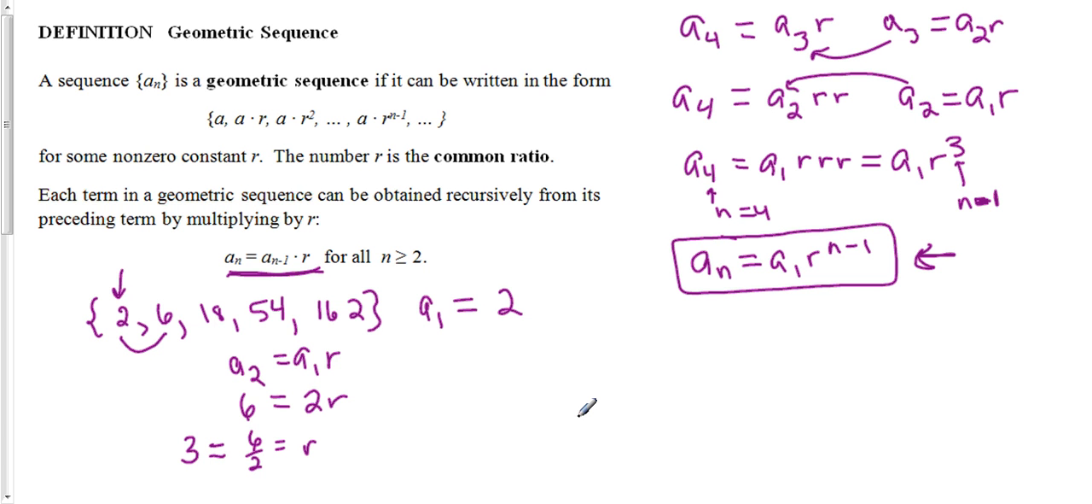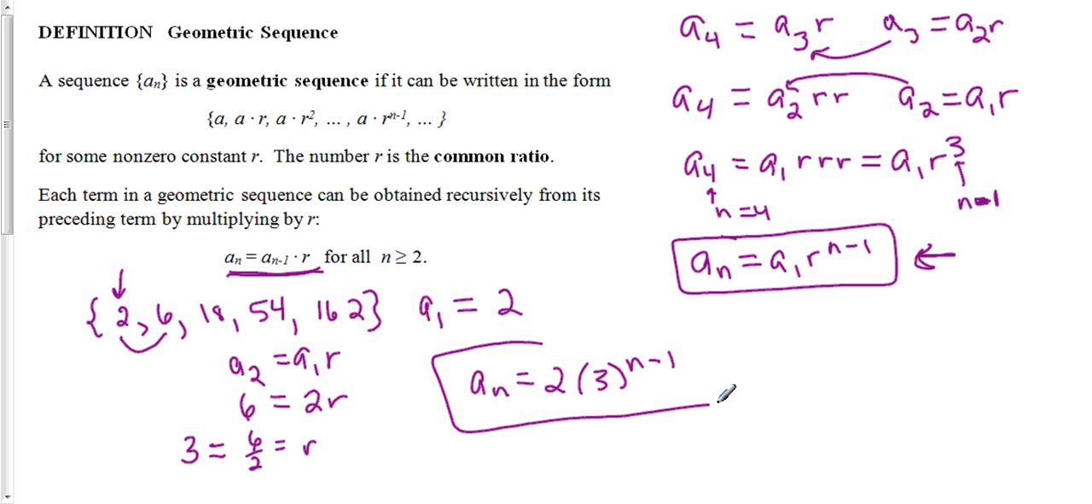Now I can write my general formula, my explicit rule, which says that a_n is equal to a_1, which in this case is 2, times r to the n minus 1. And now I have an explicit rule for this sequence.